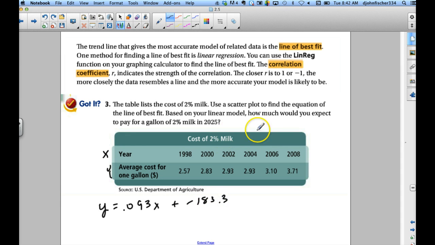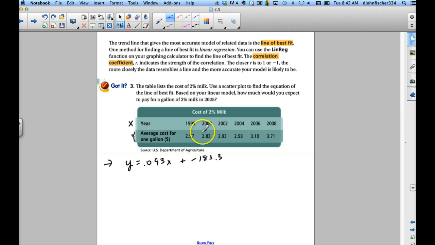Now it says, based on your linear model, how much would you expect to pay for a gallon of 2% milk in 2025? This is the one I want you to do. When you have your equation, to find an expected value you just plug that value into your equation. 2025 represents the year, so you plug that in for x and solve for y, and I want you to hand that in. Long video for some easier concepts, but I want you to make sure you understand this as you go. Have a good night.